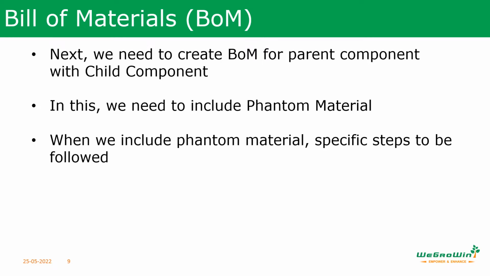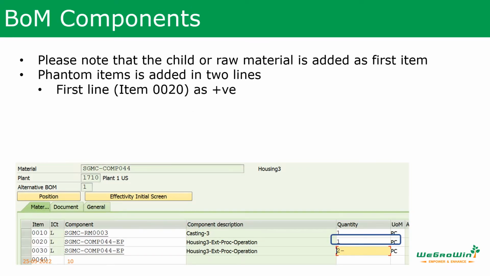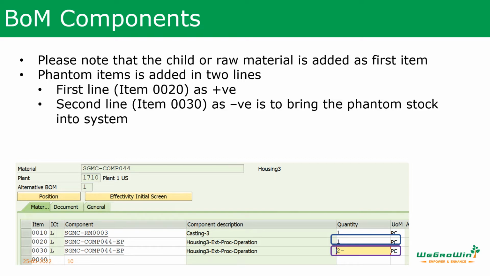When we include the phantom material, there are some steps which have to be followed. The phantom item has to be added in two lines. The first line item should be added as a positive, where we consume the material. Another line item has to be added as a negative, to bring the phantom item into the stock. We'll discuss later in the routing session how to assign these operations suitably for each of these phantom items into the respective operations.